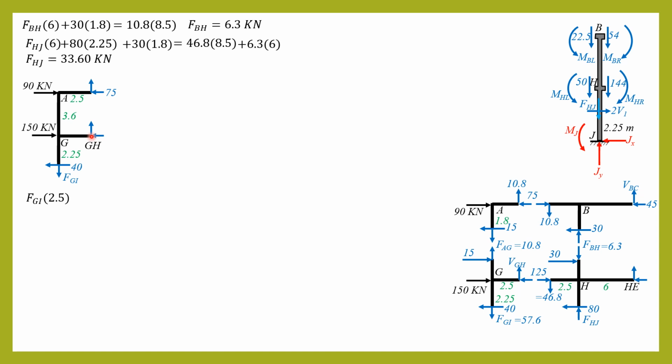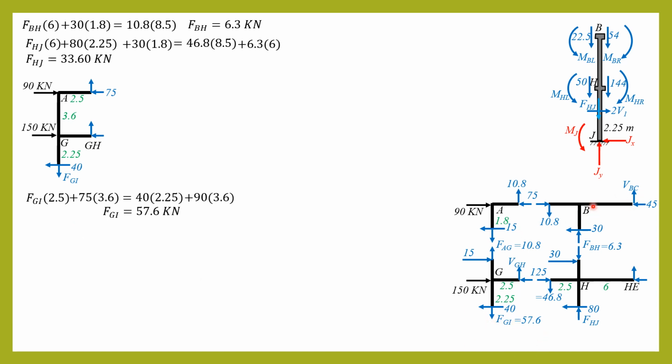then counterclockwise plus 75 times 3.6, then equals 40 times 2.25 plus 90 times 3.6. So we can now compute FGI. FGI is 57.6 kilonewtons, so it verifies this answer here.